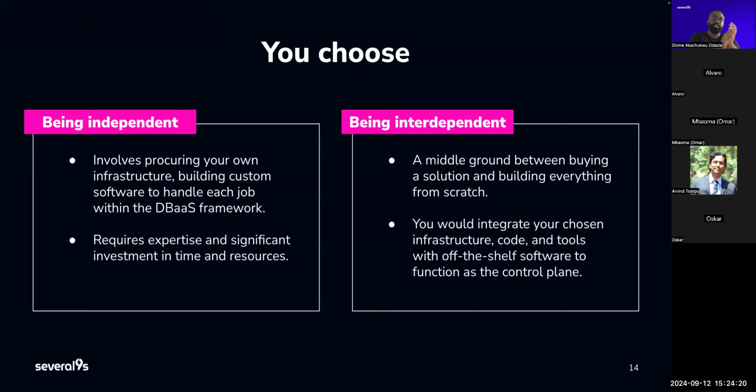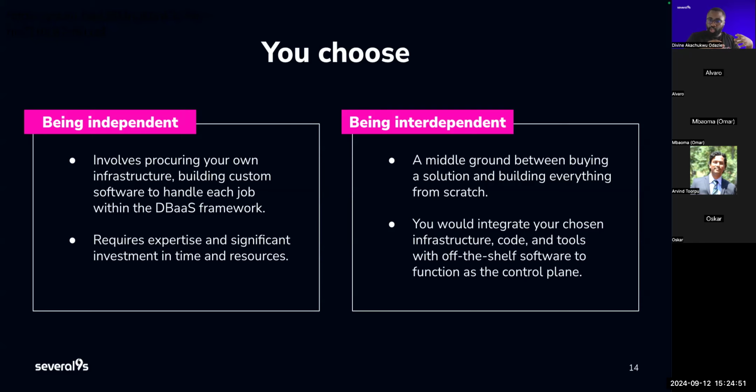Being independent involves procuring your own infrastructure, building the custom software to handle every job from upgrades to failover, to monitoring, alerting, using open source software. This requires expertise and significant investment. Some organizations are doing that, and we see organizations, like I mentioned, being involved, being a Data on Kubernetes ambassador.